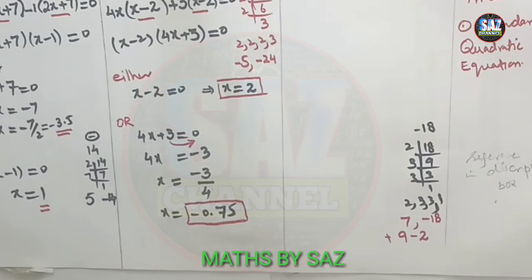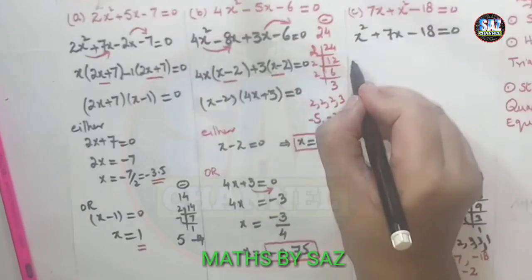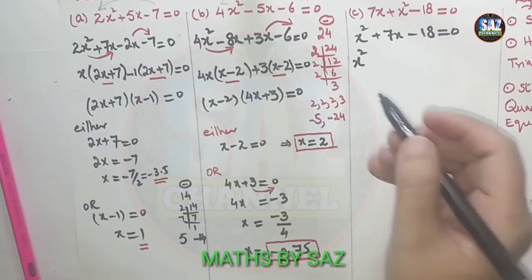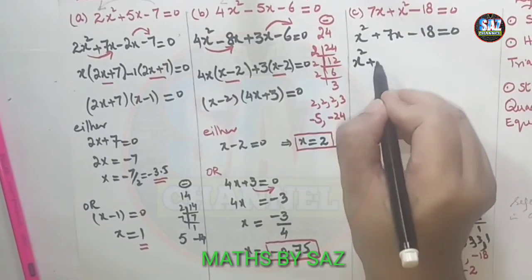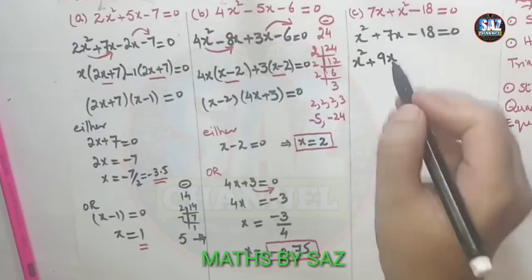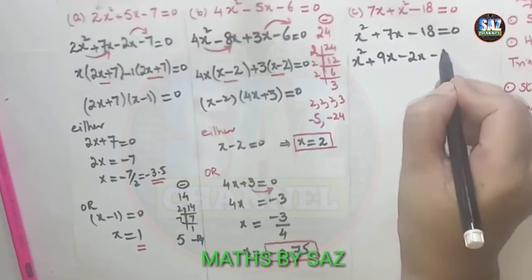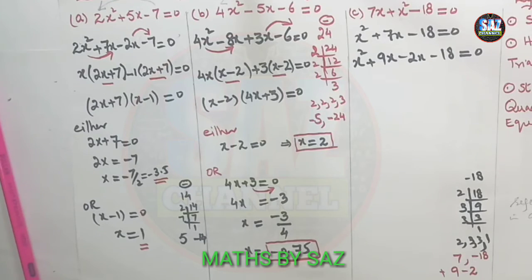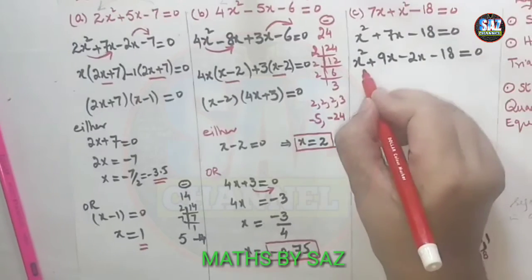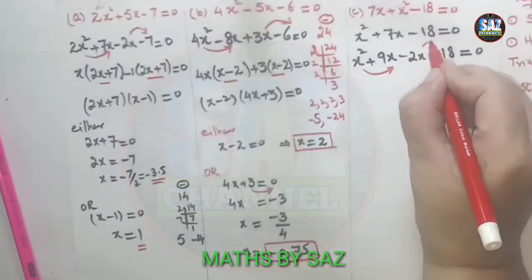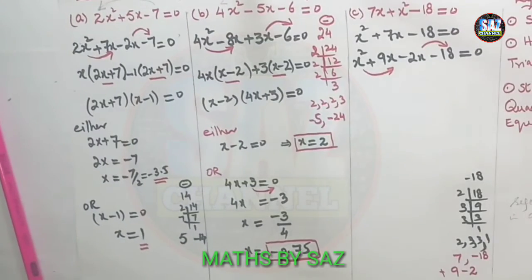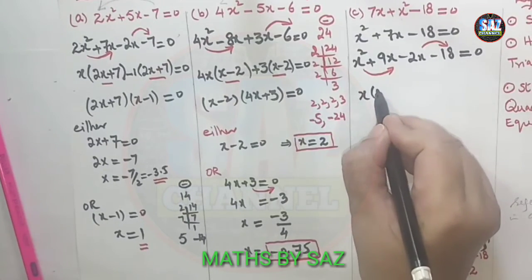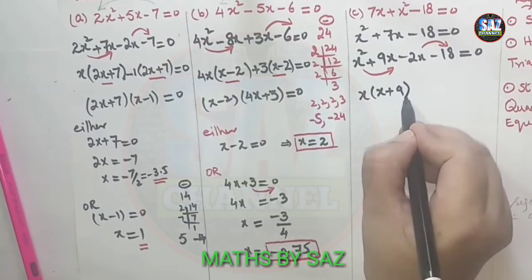Let's move to the question and break the middle term, making 4 terms. X square, break the expression in 4 terms: x square plus 9x minus 2x minus 18 equals to 0. Make the groups of like terms and extract some number or letter as a common factor. From the first group, I can extract x out, and inside the bracket I will be left with x plus 9.